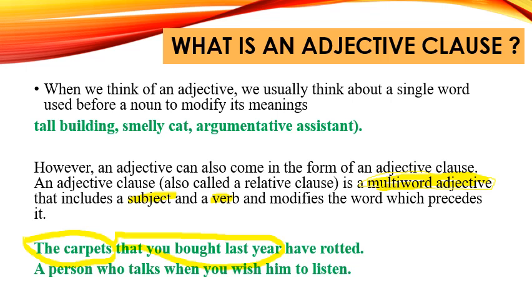And the other one: a person who talks when you wish him to listen. Now, we have a person, the subject, who talks when you wish him to listen. This is all the adjective clause. You are describing that person. In this case, it's still a description for a word, but here it's a group of words which come in the form of a description. And as I said, it has a subject and a verb.